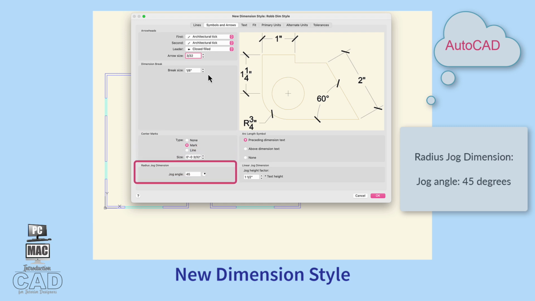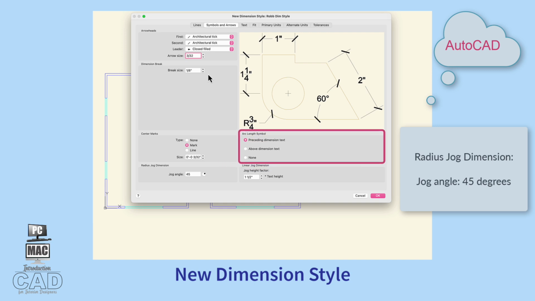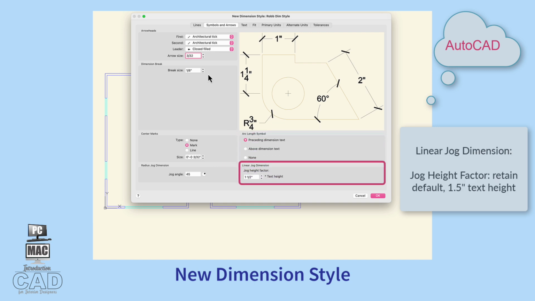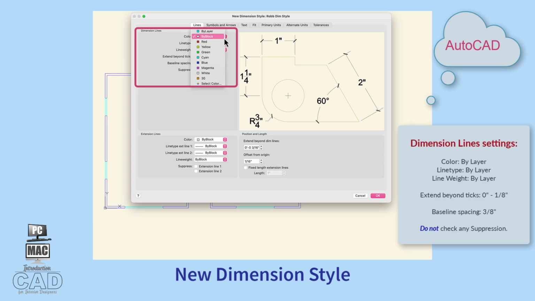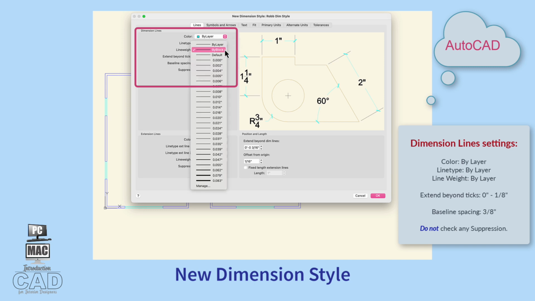In the radius jog dimension, the jog angle is set to 45 degrees. Retain the default settings for the arc length symbol category. Retain the default setting for the linear jog dimension. From the top of the dialog box, locate and pick on the Lines tab. In the Dimension Lines category, under the Color pull-down menu, choose By Layer. Under the Line Type pull-down menu, choose By Layer. Under the Line Weight pull-down menu, choose By Layer.